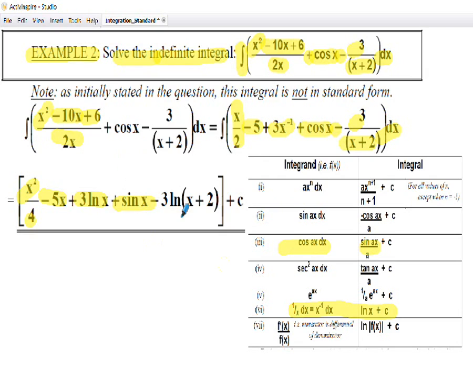And this last one is actually of this format where the numerator is the first differential of the denominator. If you differentiate the denominator, you get 1, and on the top effectively you've got 3 times 1. So looking at the solution format, I simply get minus 3 ln (x plus 2) in brackets. And then I add my plus c for the final solution.